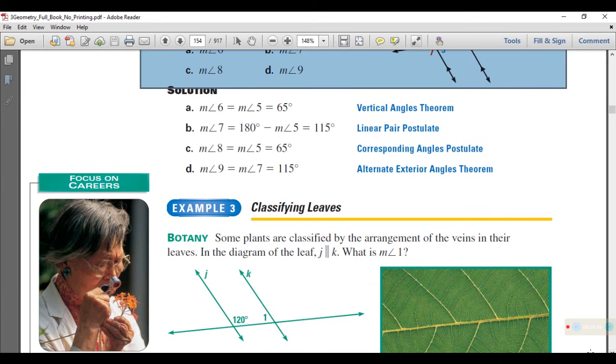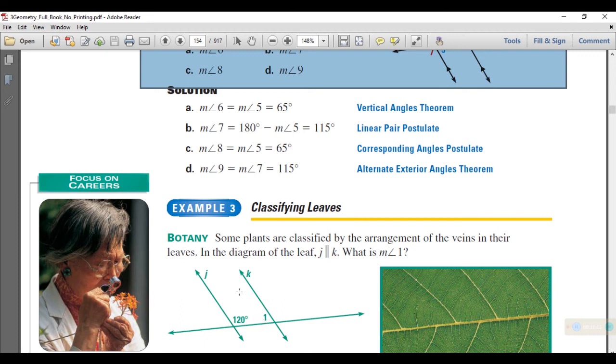Classifying leaves. Application daw sa botany. Some plants are classified by the arrangement of the veins in their leaves. In the diagram of the leaf, meron tayong perpendicular lines J and K. What is the measurement of angle 1? If the measurement of this angle, wala siyang pangalan, is 120, ano measurement ni angle 1?